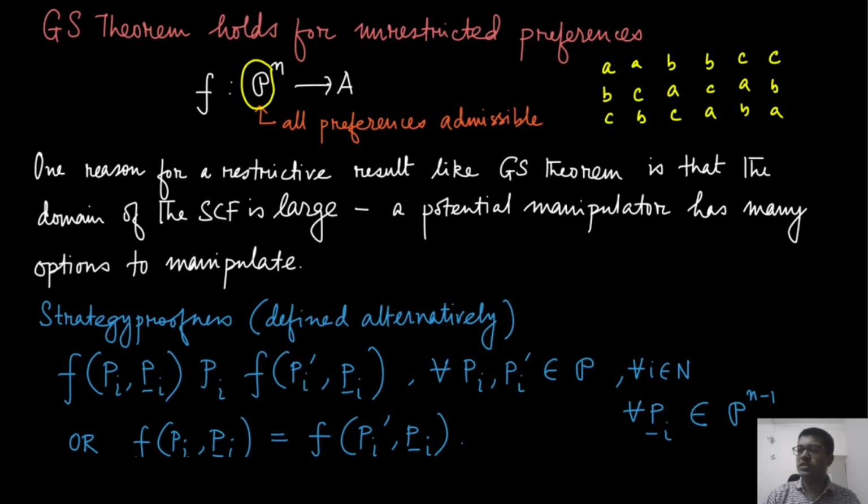So what the theorem is saying is that player preferences can be any of these preference orders over these m alternatives. In particular, if there are m alternatives, there should be m factorial such preferences. And this result is holding because a potential manipulator has many options to manipulate.